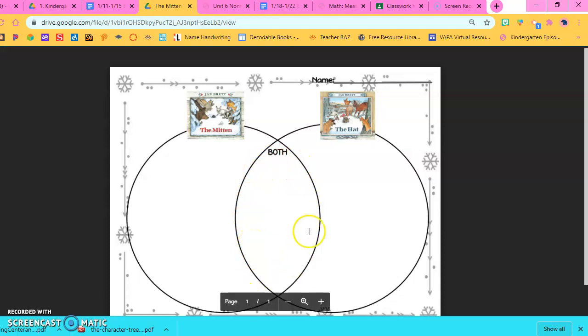There are some animals that are in both stories, so you could write or draw those animals in this overlapping part of the circle. That means that it happened in both of the books.